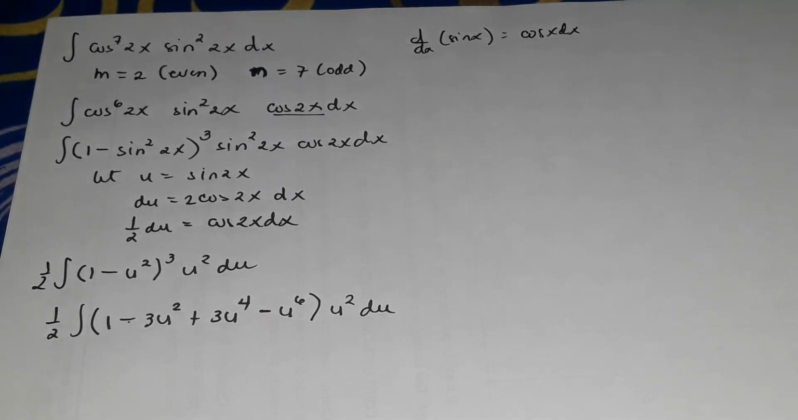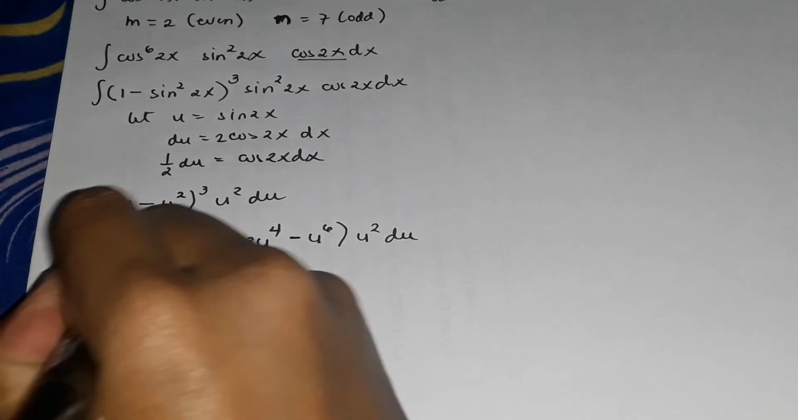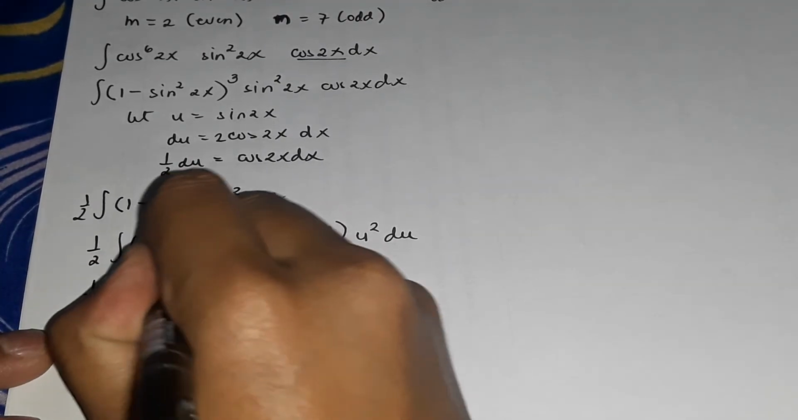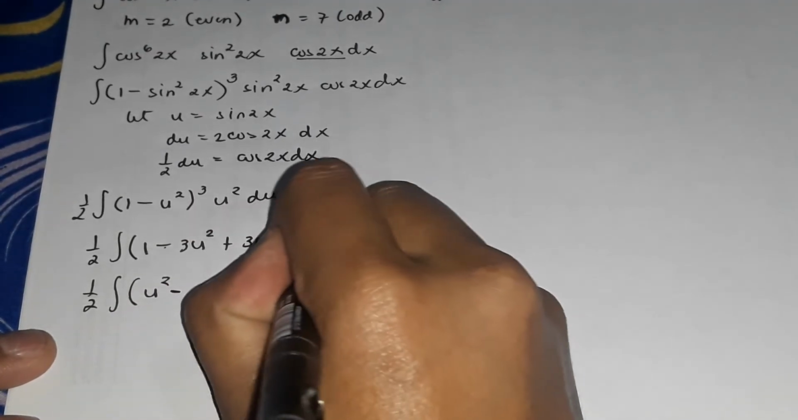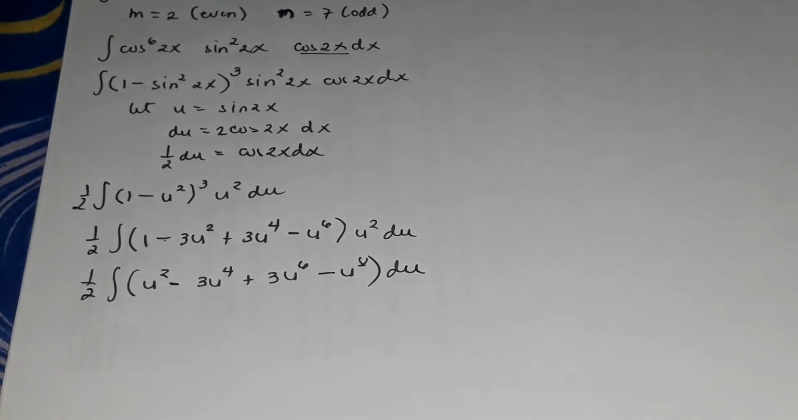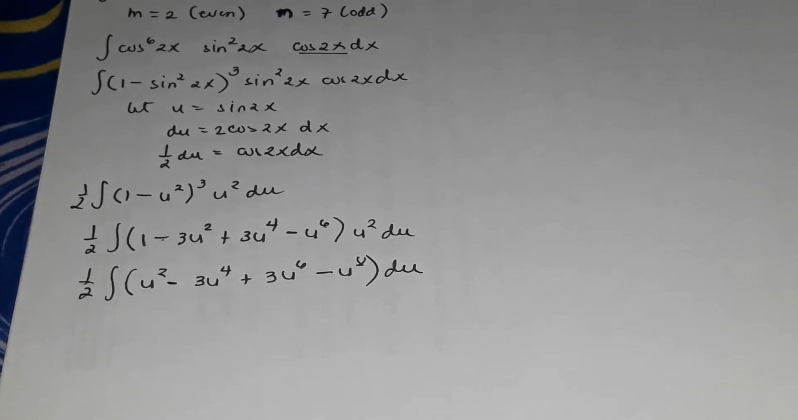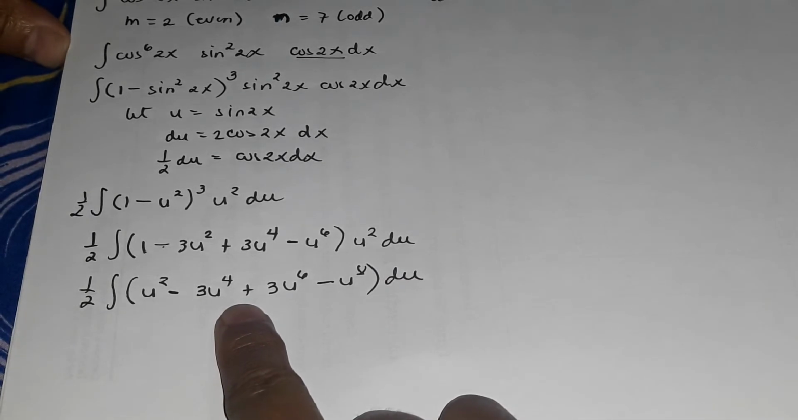Then, the next step, again, is to distribute u square to each term in the parenthesis. So, we have 1/2 integral of u square minus 3u to the 4 plus 3u to the 6 minus u to the 8 du. And again, by using the power formula for the integral of u raised to n du, which is equal to u raised to n plus 1 over n plus 1 plus c, where n is not equal to -1, we are now ready to integrate this expression inside the parenthesis.